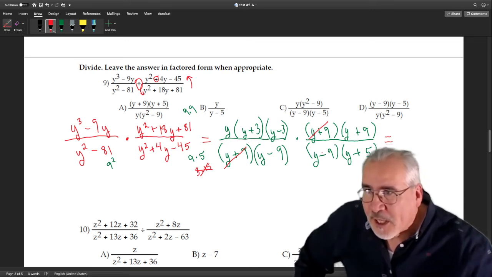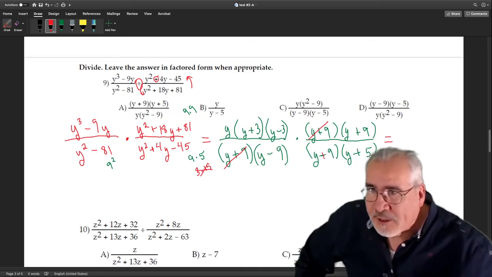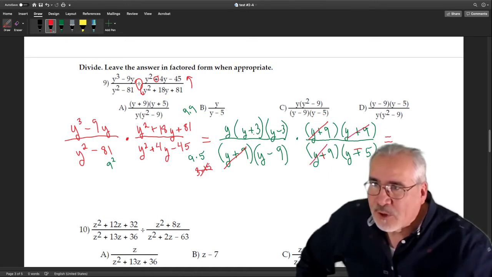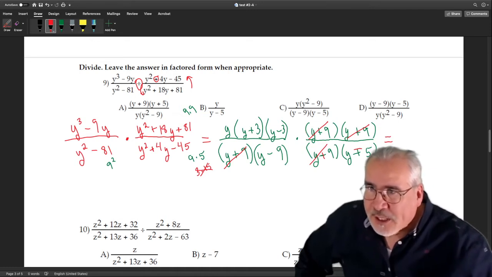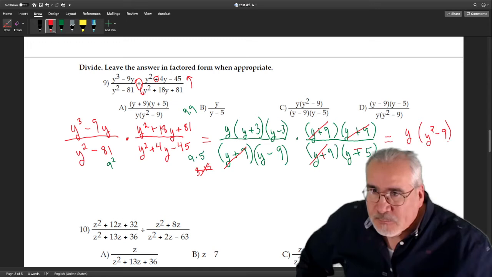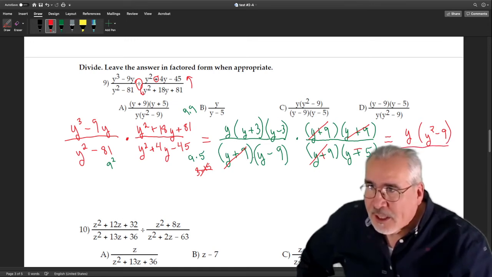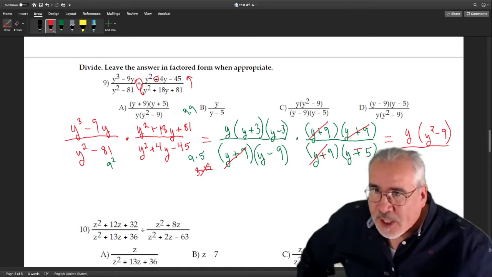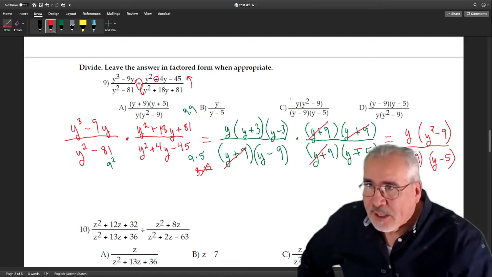It means this 9 is positive, and the 5 here is negative. And so it's going to be one of these answers. This will cancel with this now, and we're going to be okay. So this factoring I did doesn't do me any good, so I'm going to put it back together. y times y squared minus 9, and in the denominator, y minus 9 times y minus 5. And that's this one, that's C right here.